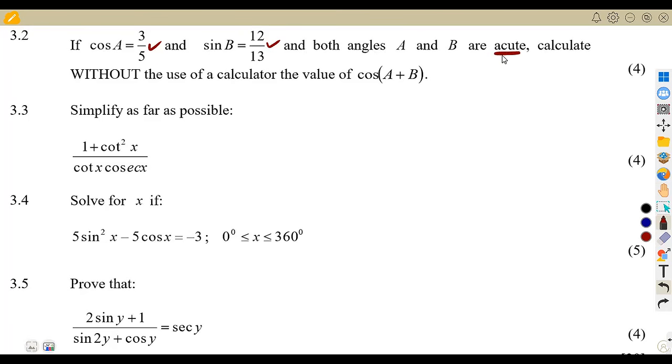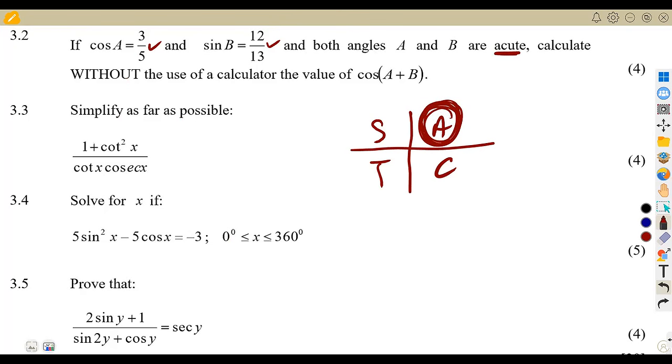So this is very, very important. Both A and B, they are acute. So remember, from our quadrant, we have the CAST concept, whereby we deal with this quadrant, which is the first quadrant, being the one that carries all the acute angles. All acute angles are positive in this quadrant.